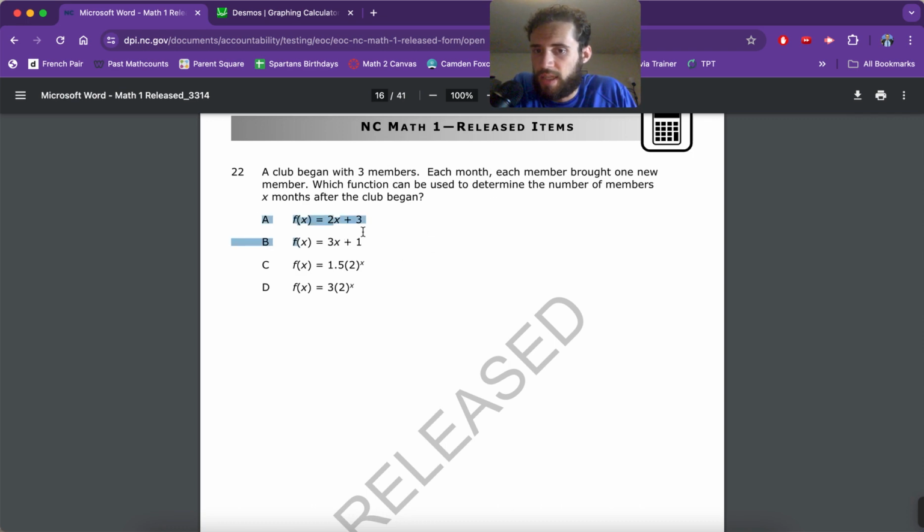So we know it's not either of these. A and B are linear, right? This is just adding 2 people each time, adding 3 people each time. Each person is bringing their own person. So it's doubling. So it's one of these 2. And then let's see. We began with 3 members.